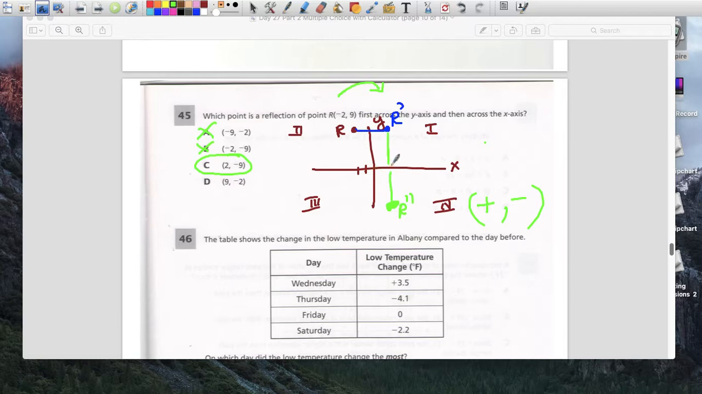This looks like a 1, 2, and then all the way 9 down. So final answer is C. Because D says it's positive 9, which is all the way here, and then negative 2 right here. That's definitely not where it would land.